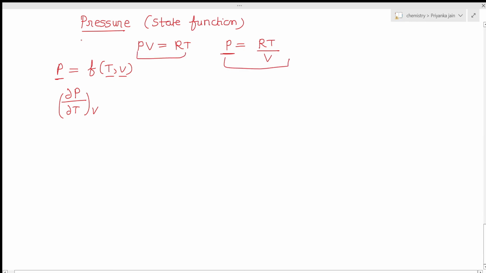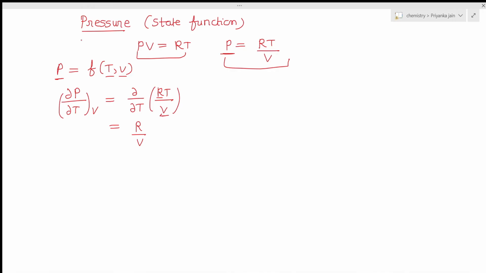See here, we are doing the differentiation, so we are getting del upon del T of RT upon V. This is done at constant volume, so R and V will be constant, because we have taken volume constant. So R upon V comes outside, and del T upon del T will be equal to 1. So we are getting R upon V into 1, which means R upon V.